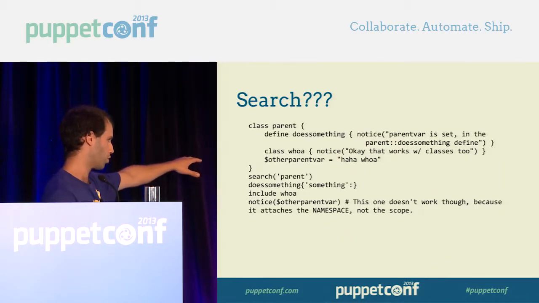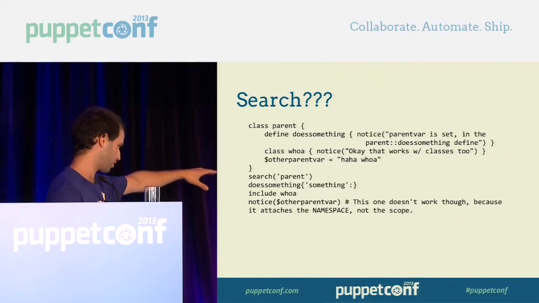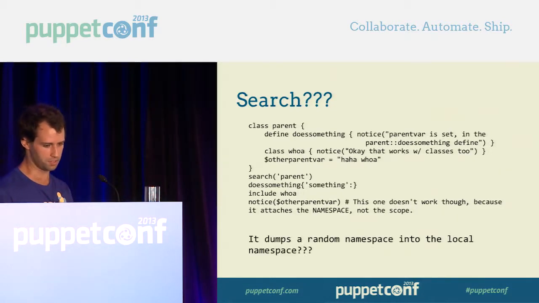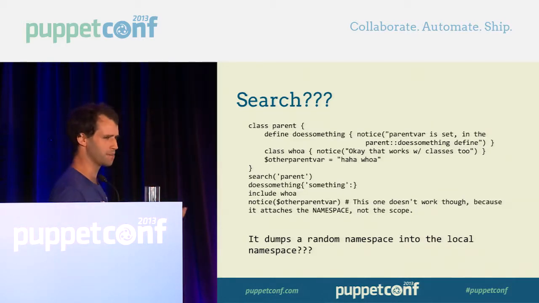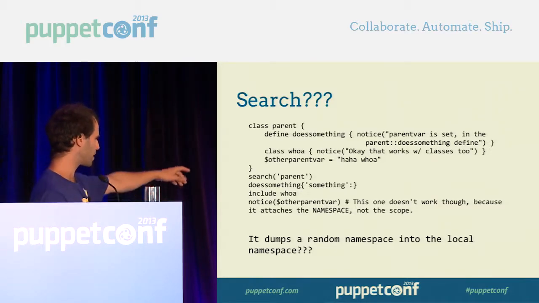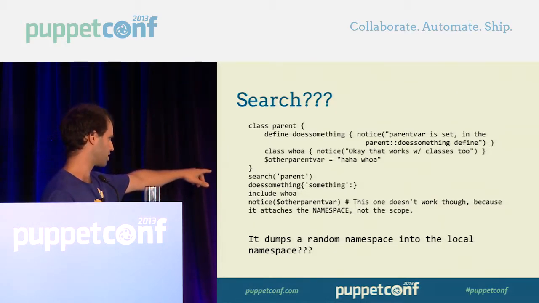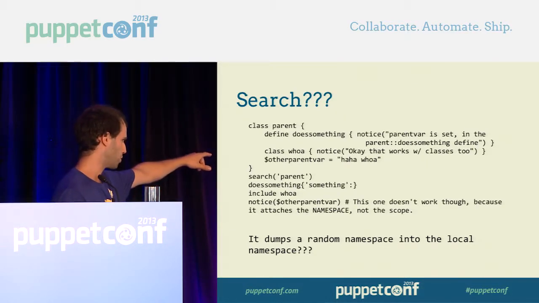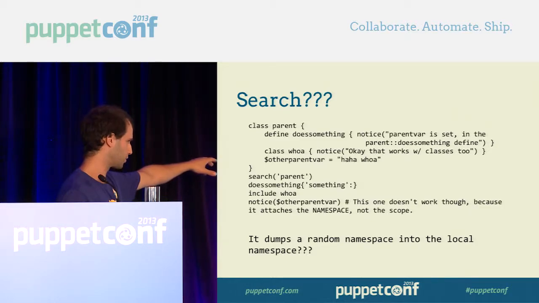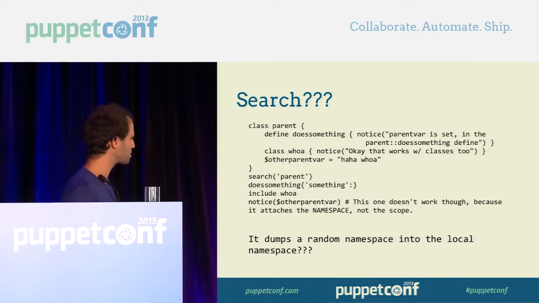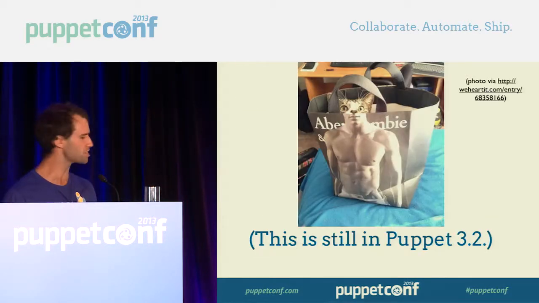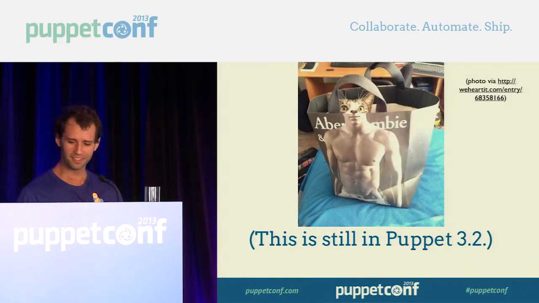We're also going to say include woe. That class's name isn't woe, it's parent::woe. And then we're going to try and notice with a variable that's in there too. And we see that, well, I can give you the output of this sometime later. It just dumps a random namespace into the local namespace. So what happens is that notice doesn't give you anything because it doesn't attach the scope, but it does attach the namespace. So all of those class declarations and defined type declarations totally work outside of the class. Yeah, this is still in Puppet 3.2, by the way.